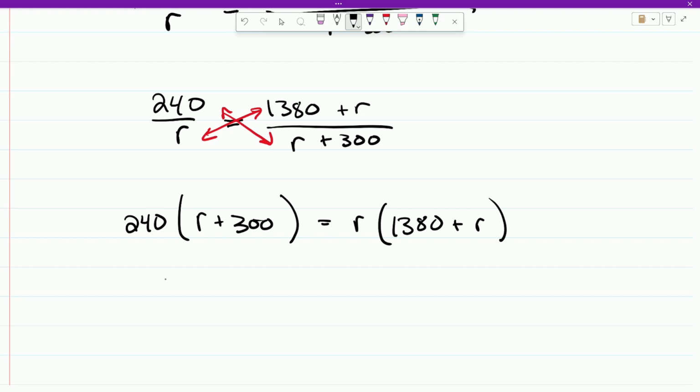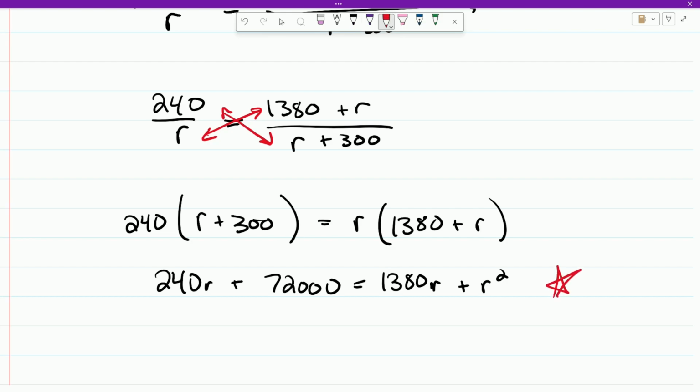Now we distribute. We get 240r plus, let's see here, 300 times 240 is 72,000 equals 1380r plus r to the second. And yes, alarm bells should be ringing. And why? Look at that exponent right there. That is something squared, which means we have to set this equal to 0, factor, and then zero product property.